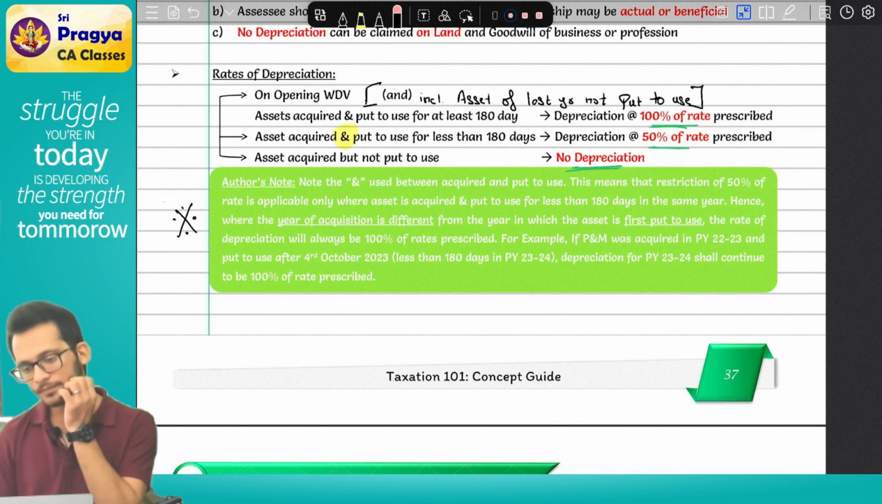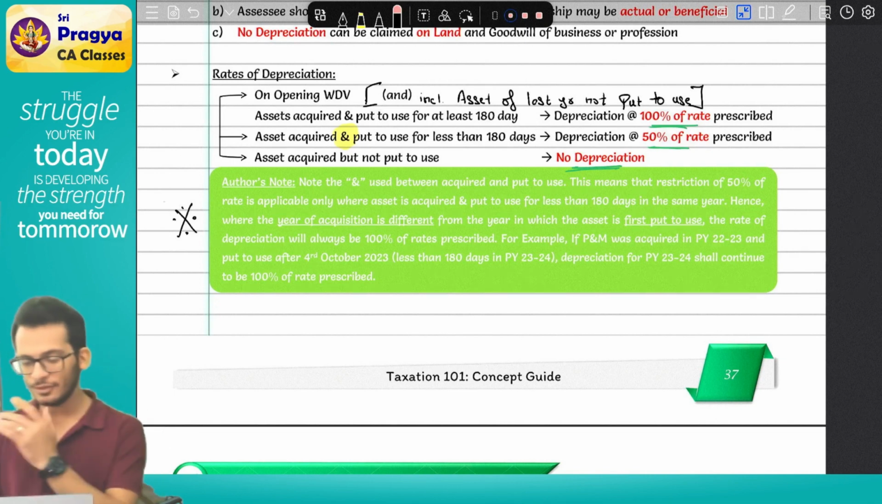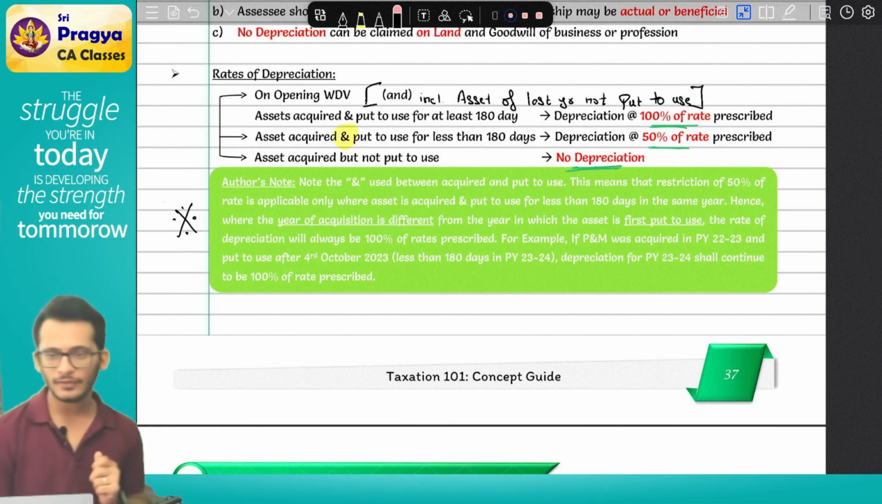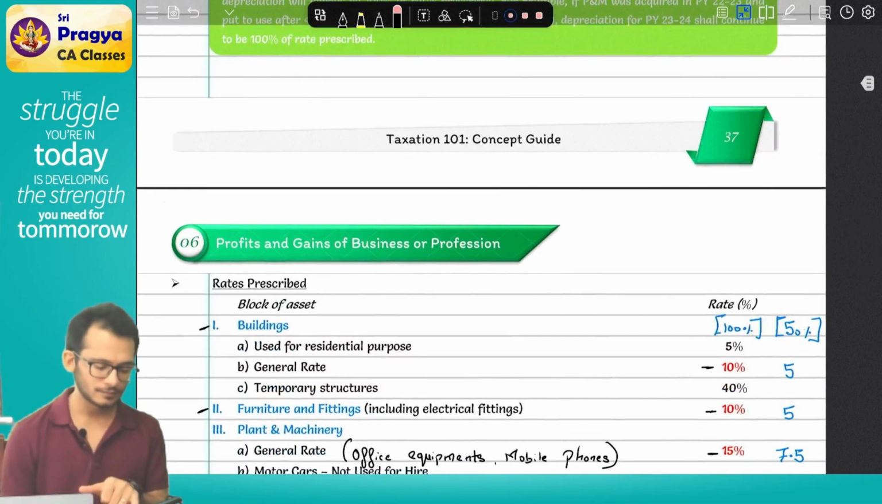Clear? Yes. The idea is that you have used the word and therefore there is a loophole in the act. That's all, nothing else. Clear? Can we go forward? Yes.